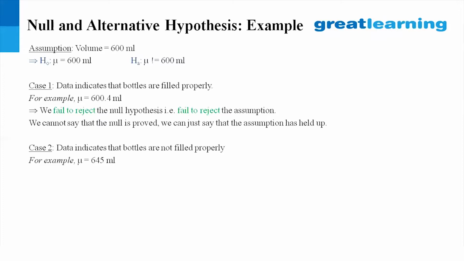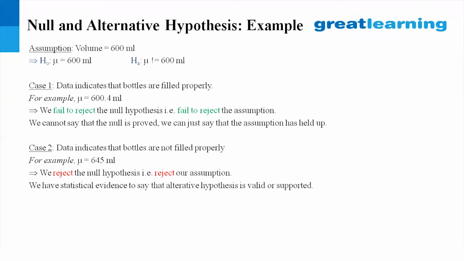In the second case, say you get a mean of 645 ml. Your claim was that it contains 600 ml, but when you tested it, you got the mean of 645 ml. So in this case, you can clearly reject the null hypothesis, or you can clearly reject the assumption that you had made that the volume is 600 ml. So in this case, you have every statistical evidence to say that the alternative hypothesis is valid because your null hypothesis has been rejected.